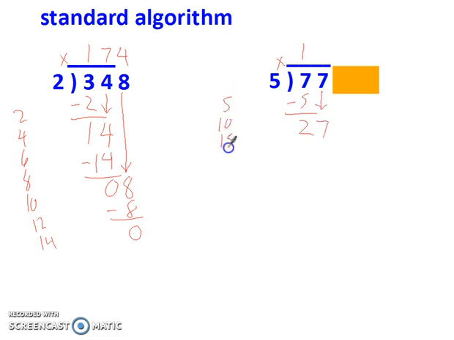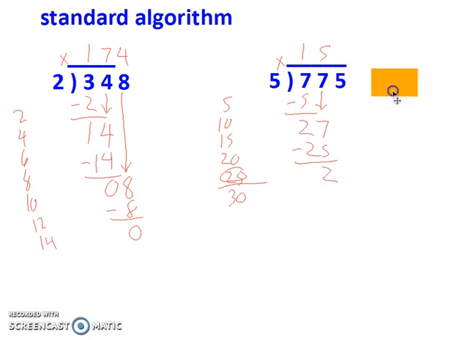5, 10, 15, 20, 25, 30. Oh, no, 30 is too much. So there'll be 5 of them. And 5 times 5 is 25. Subtract, I got a 2. Remember, there's another number under this box. Hey, it's a 5. That's nice because we just did this one. How many 5's in 25? Still 5. 5 times 5 is 25.